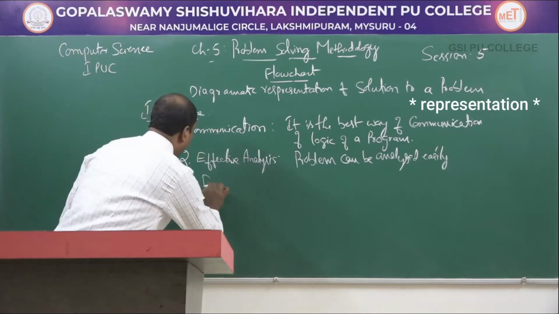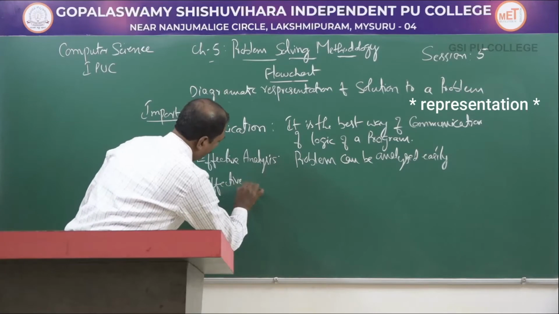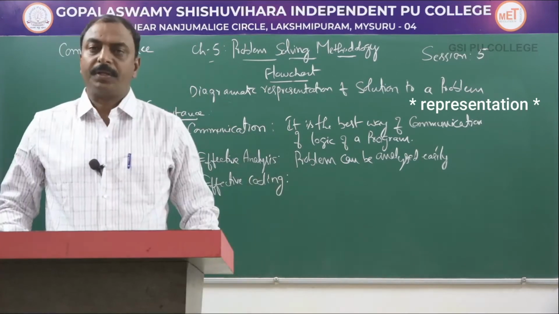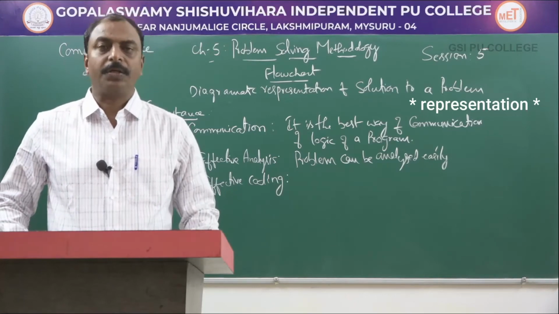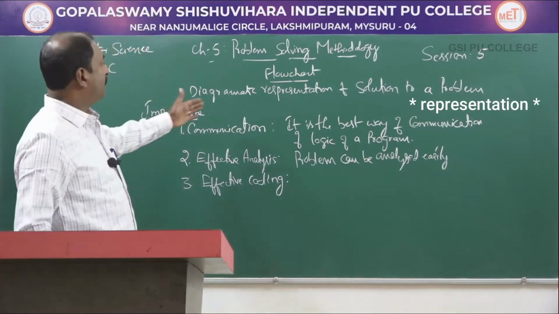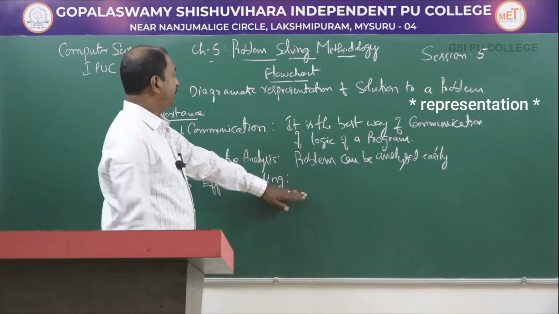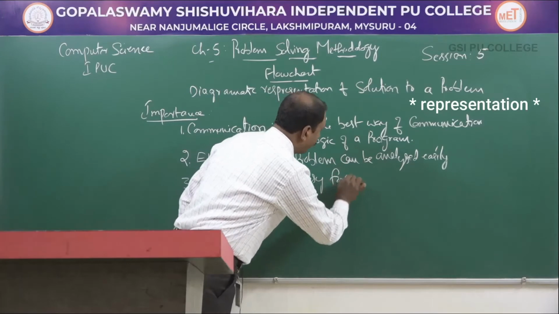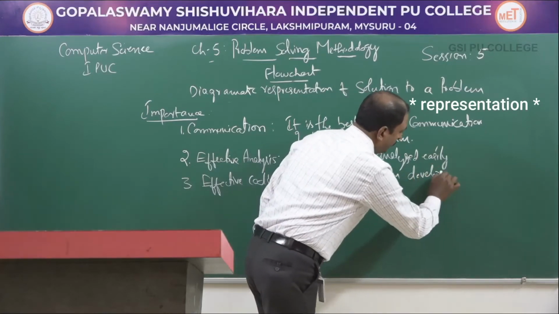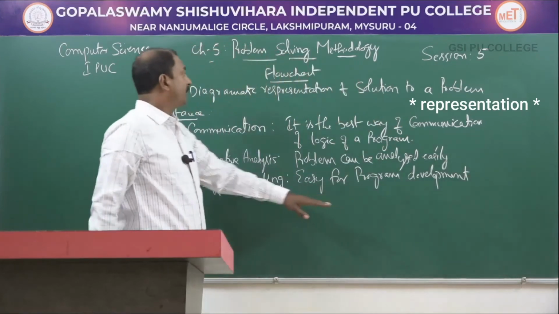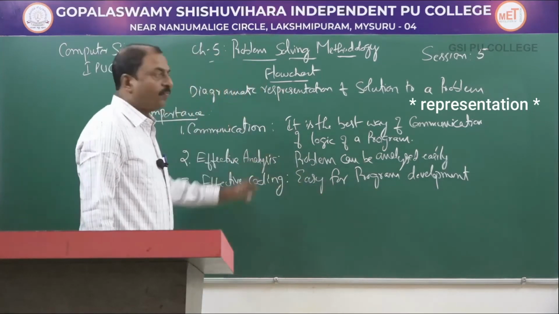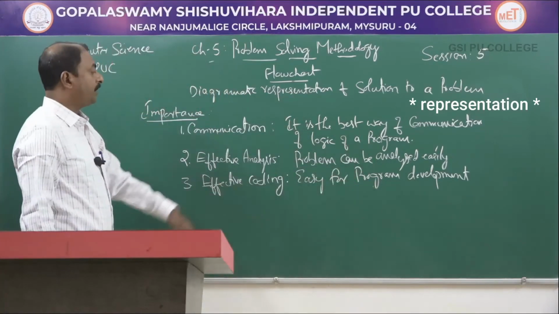Next point is effective coding. You know what is coding? Coding is nothing but conversion of algorithm or flowchart into program, or in other words, writing a program in any high level language by looking at algorithm or flowchart. So it is easy for program development. By looking at the flowchart, it is easy for any programmer to convert flowchart into program. So this is effective coding.